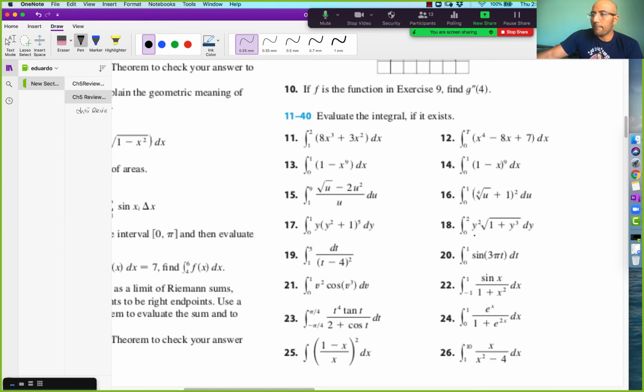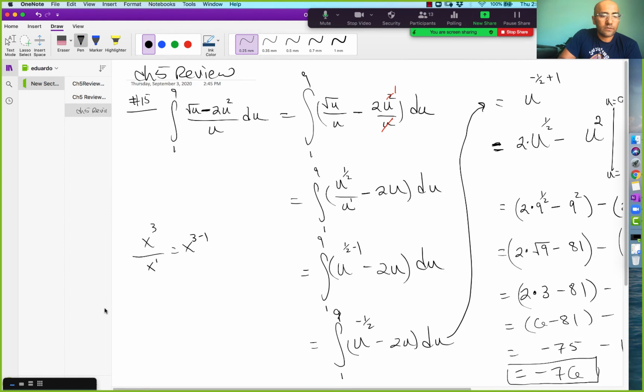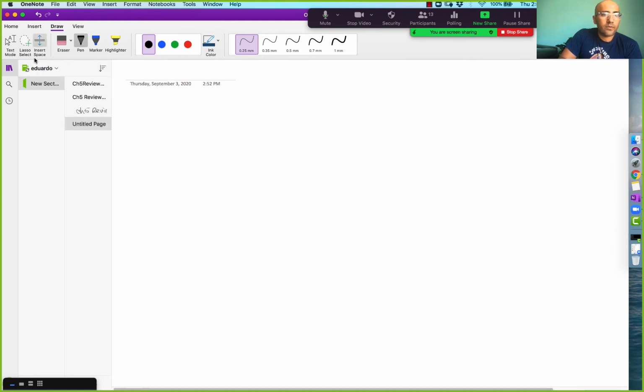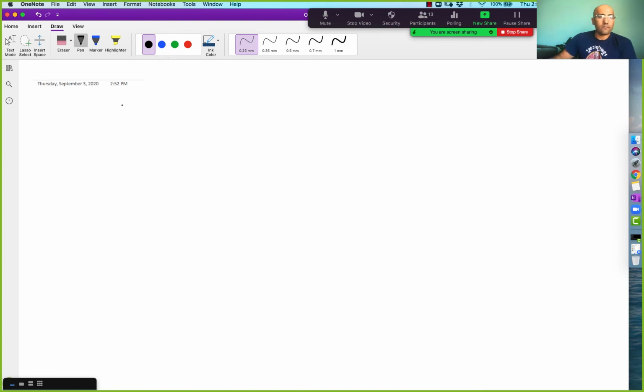So 18 has y squared, 1 plus y squared. Okay, so let's put this one. Okay, so this is a review of chapter 5, number 18. And we had the integral from 0 to 2 of y to the power of 2 times the square root of 1 plus y to the power of 3 dy.